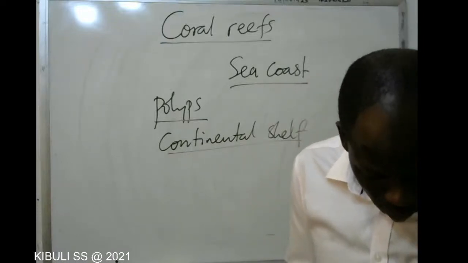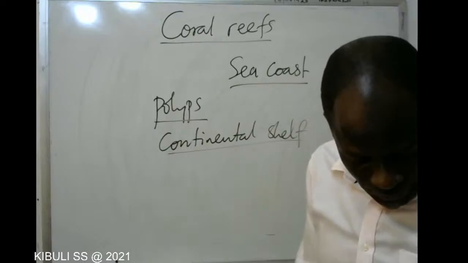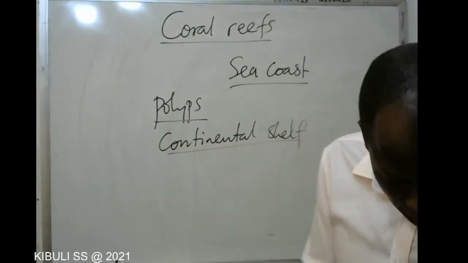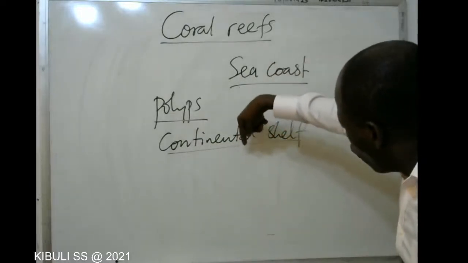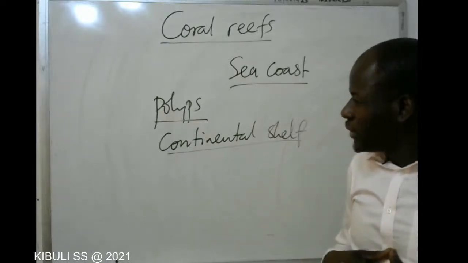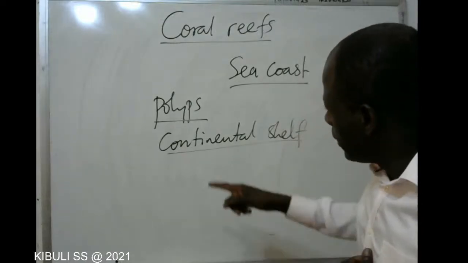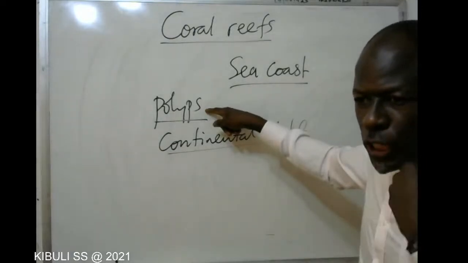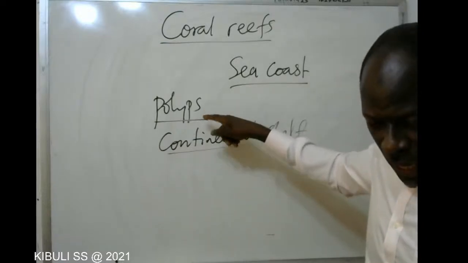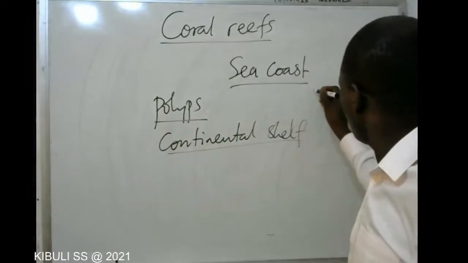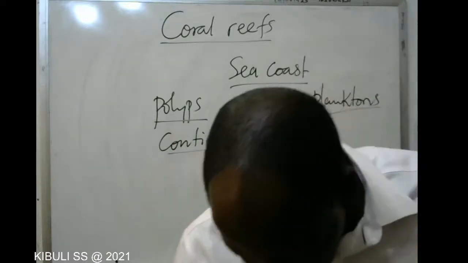The other condition is presence of clear or clean water that has no sediments, that allows sunlight to penetrate to the bottom of the sea. So sunlight should be able to penetrate to the continental shelf because there is need for the light. If you want to know what the light is for, these are living organisms. They need the light, but they also feed on some plants that grow within the water. These plants are called the planktons. So the planktons, being plants, need light for their growth. You know that one scientifically.